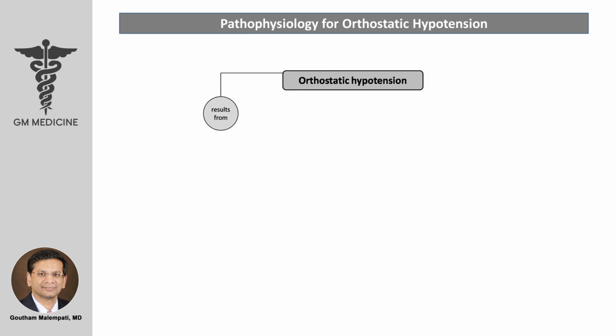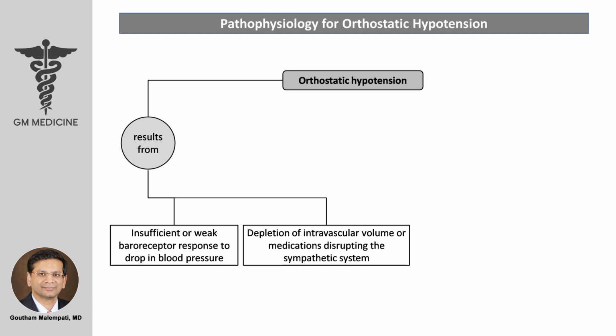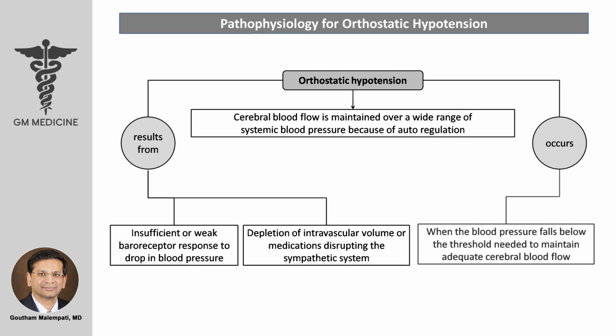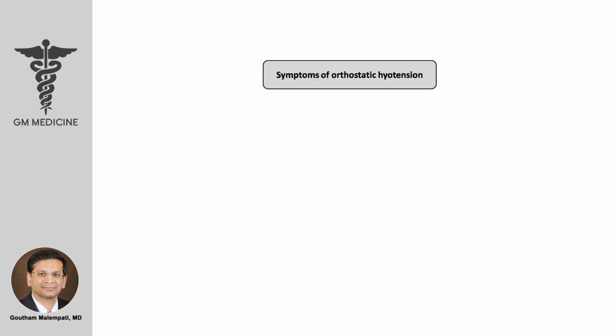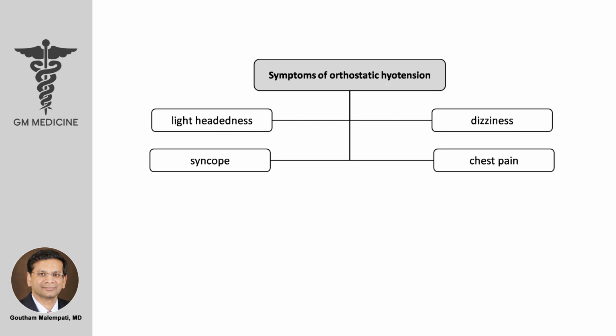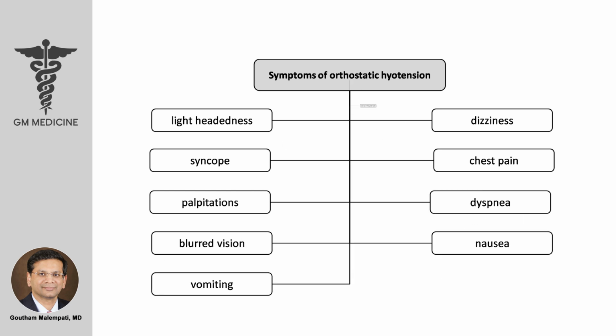Orthostatic hypotension results from insufficient or weak baroreceptor response to the drop in blood pressure. It can also result from depletion of intravascular volume or medications disrupting the sympathetic system. Cerebral blood flow is maintained over a wide range of systemic blood pressure because of autoregulation. Orthostatic hypotension occurs when the blood pressure falls below the threshold needed to maintain adequate cerebral blood flow. Symptoms include lightheadedness, dizziness, syncope, chest pain, palpitations, dyspnea, blurred vision, nausea, vomiting, and neck and shoulder pain.